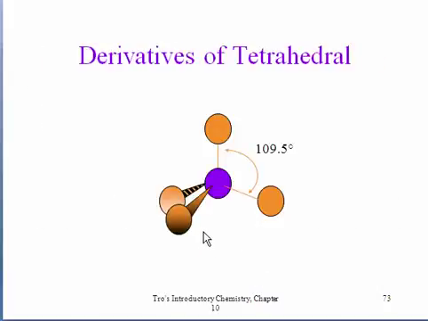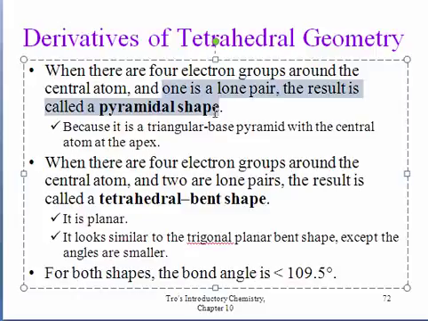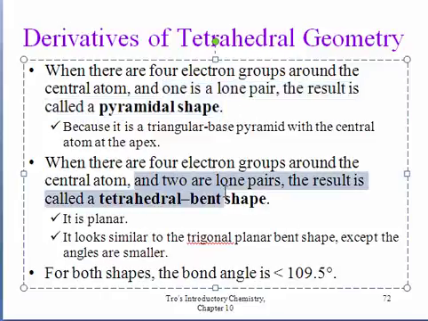Now let's look at derivatives of the tetrahedral. Here's our tetrahedral shape, and here's our central atom in the most simple case where we have 4 bonding pairs and it's bonded to the same element. Well, what happens if one of these is a lone pair or 2 of them are lone pairs? These lone pairs still want to be 109.5 degrees or so apart from one another. So we have 2 derivatives. If one of the electron groups is a lone pair, then we end up with a pyramidal shape. If 2 of the electron groups are lone pairs, then we have what's called a bent shape.